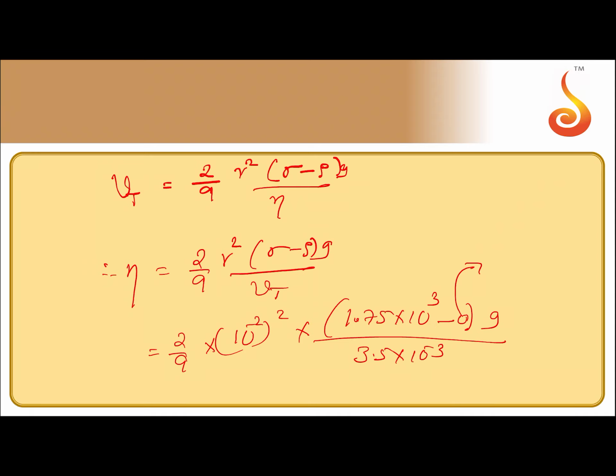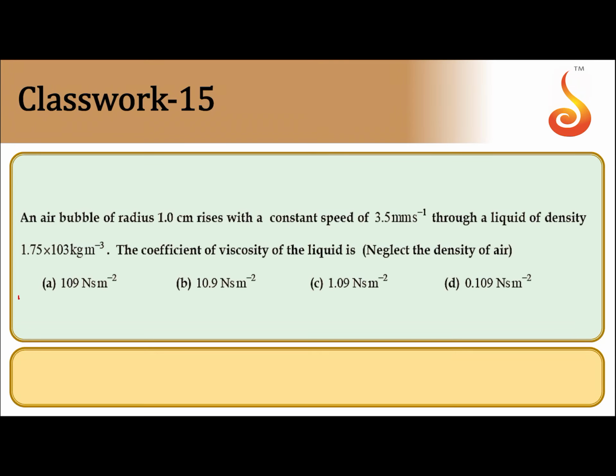By the way, why is this 0? That is an air bubble, and the density of the air is negligibly small. So if I substitute these details, what do we get? 109 Newton second per meter square. That is the coefficient of viscosity. So coefficient of viscosity is 109 Newton second per meter square.